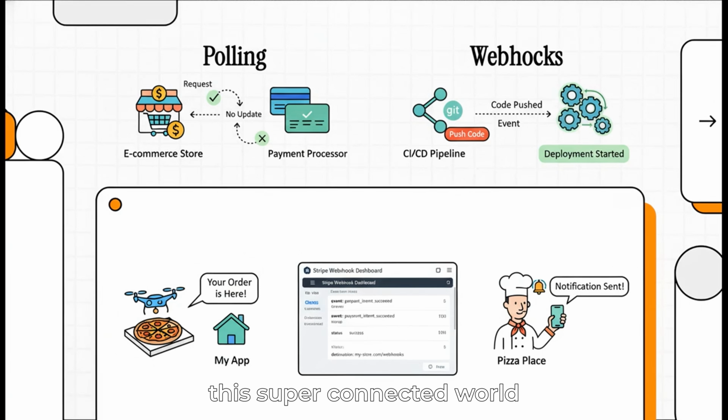You know, we live in this super connected world where apps are constantly talking to each other behind the scenes. So how does your online store instantly know a payment went through? Or how does your code automatically deploy the second you push it? Well, it all comes down to two basic ways that systems communicate, and we're going to break them down right now.